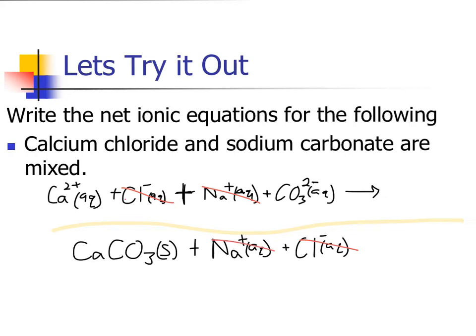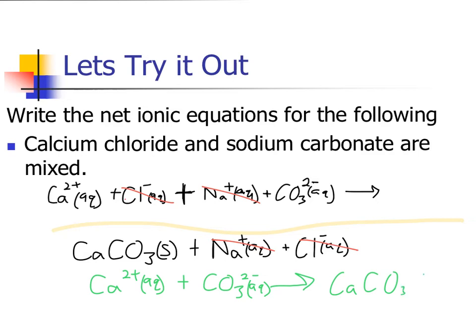And that ultimately, the final product of this reaction, after I got rid of my spectator ions, which so happen to be the sodium and the chlorine, is that I have just a calcium ion when mixed with a carbonate ion forms the solid of calcium carbonate, which we also then would look at as limestone.